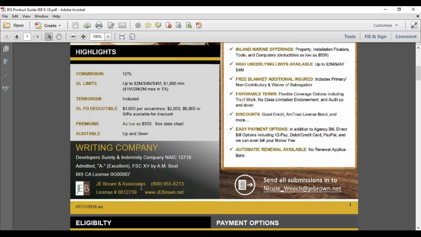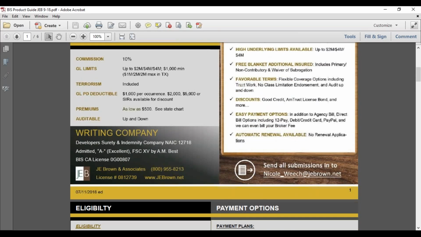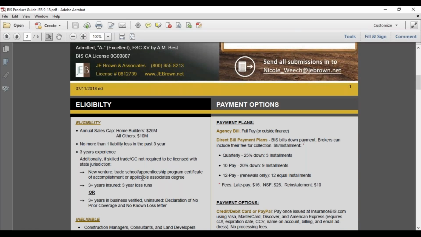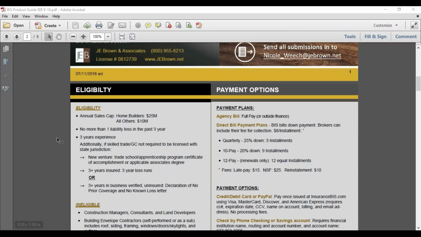Going from there, from an eligibility standpoint, we have a lot of options for you. For all classes of business, we can go up to 10 million in sales. For home builders, we are actually at 25 million in sales. So think about it, it's an admitted product for a new home builder, and we can go up to 25 million in sales, so we can do some significant damage right there.